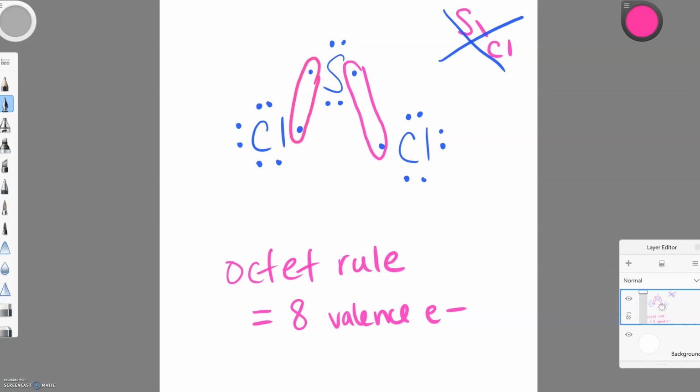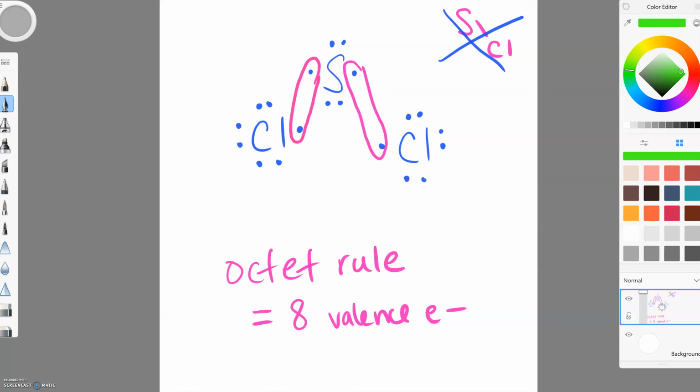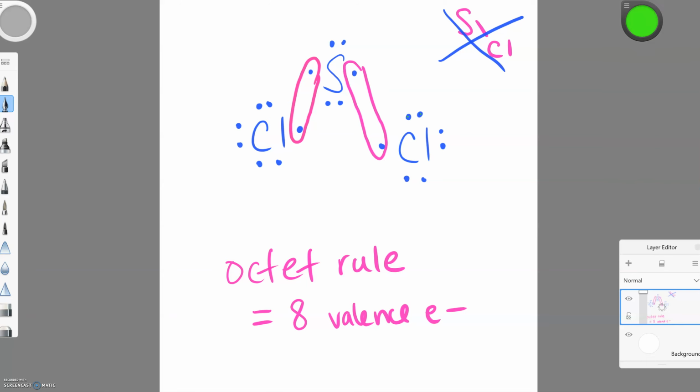So I drew these 2 bonds. I know I have to connect everything, right? It's going to be all one molecule. And I noticed that chlorine has 7 electrons. And so if it shares one pair with sulfur, then it is going to be able to have 8 electrons. So there's 1, 2, 3, 4. I don't know if you guys can see these little green dots. 5, 6, 7, 8. And same thing with the other chlorine.